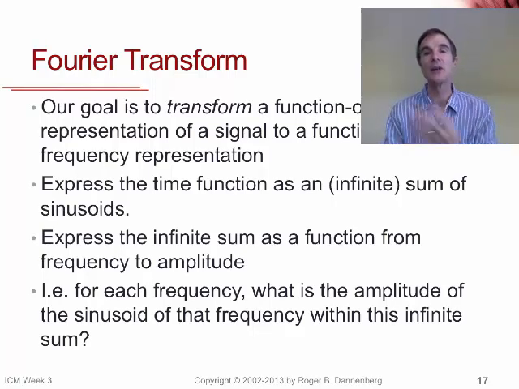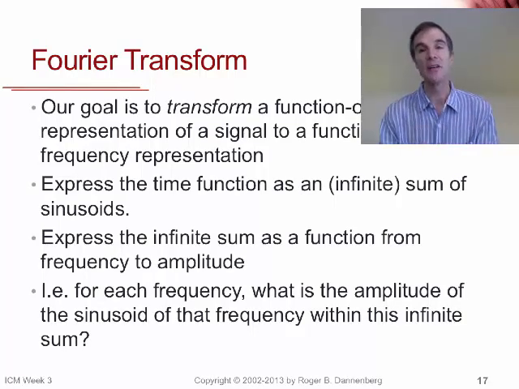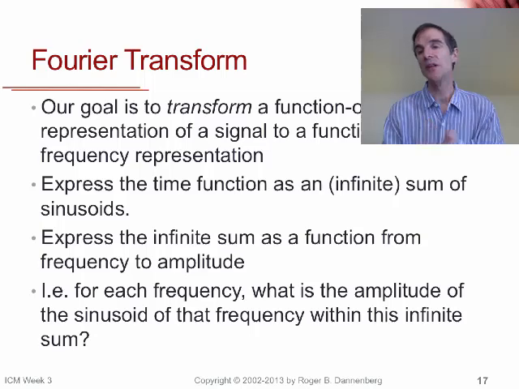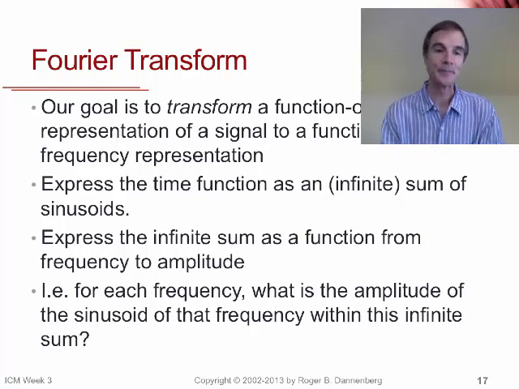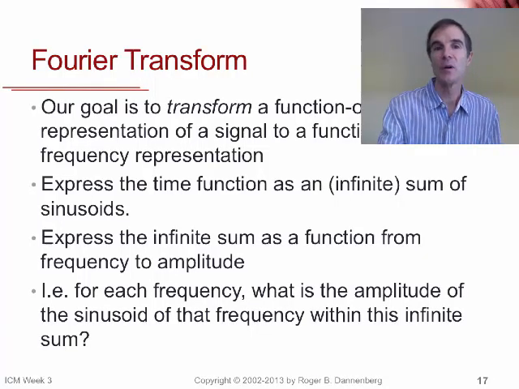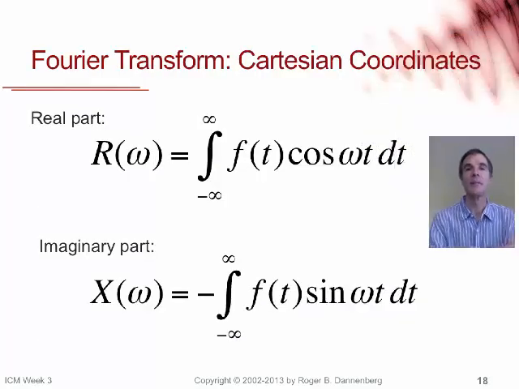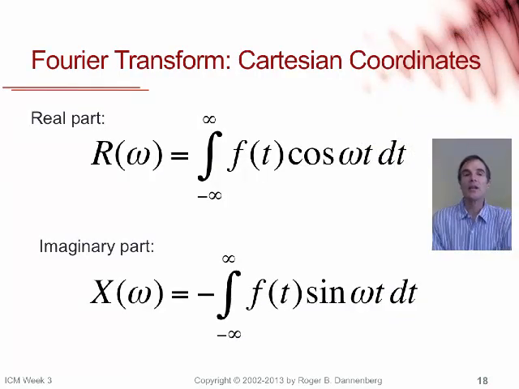So in other words, I'll give you a frequency like 100 hertz, and you tell me, okay, at 100 hertz, the amplitude is 0.01. So a function from frequency to amplitude, and that's what the Fourier transform gives us. So this is the Fourier transform.